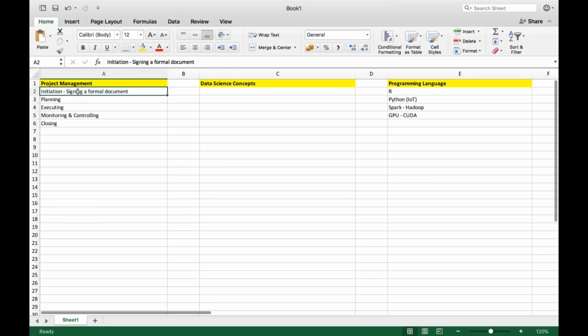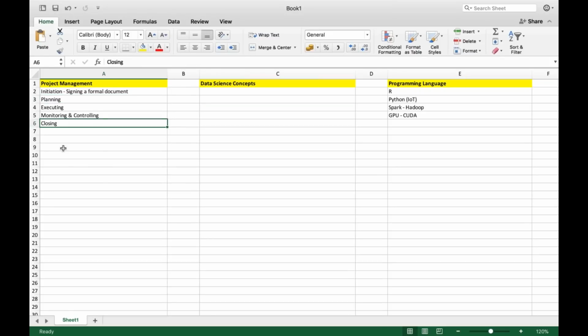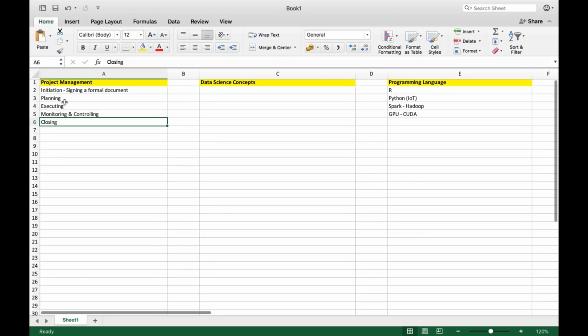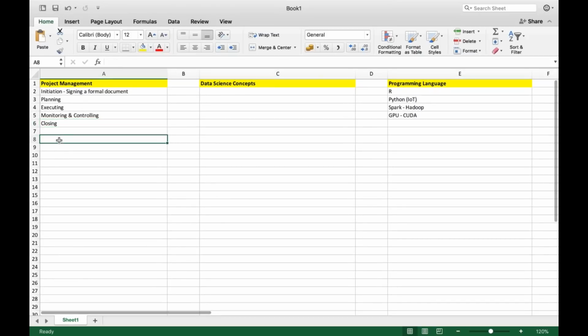You sign a formal document with the customer. You say, all right, customer, I'm getting started on this project now. Okay, then you plan on what has to be accomplished. Then you execute in line with your plan. While you execute, you also monitor and control the work that you're performing. And finally, you formally close the project. These 5 are traditional project management steps.